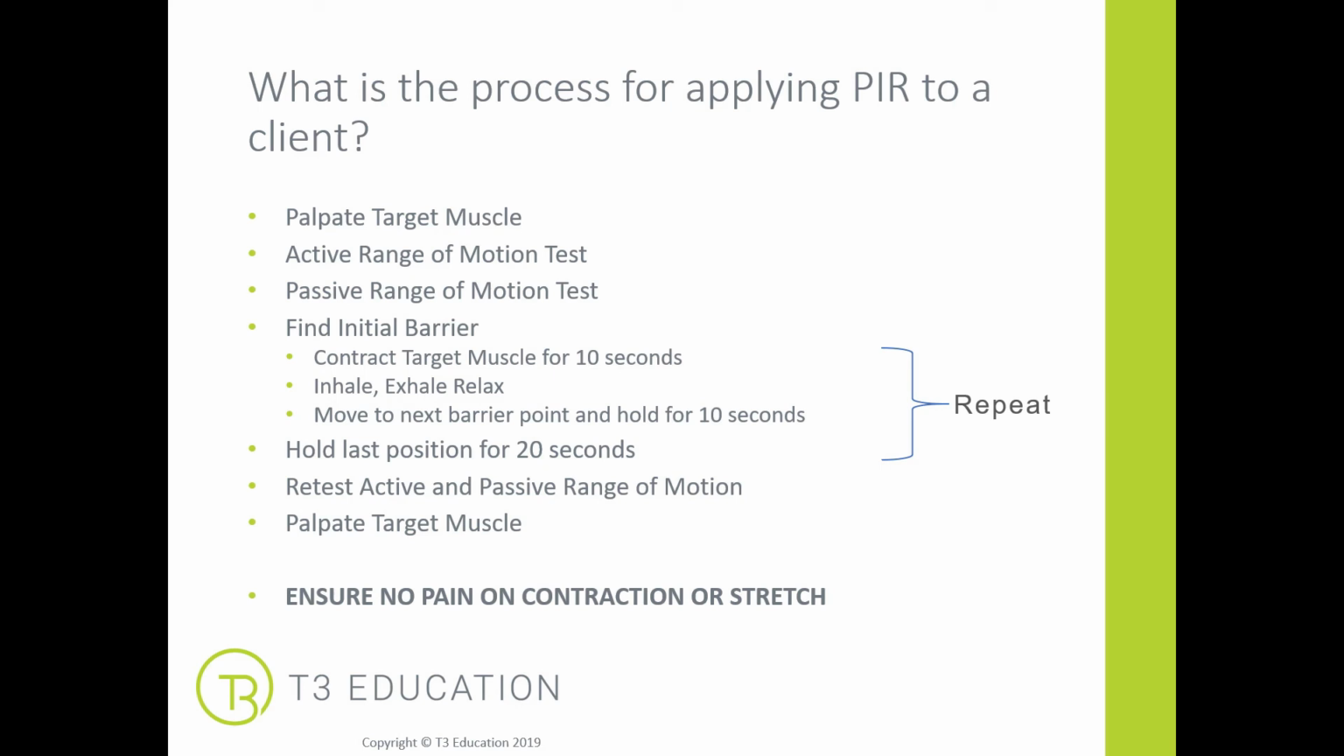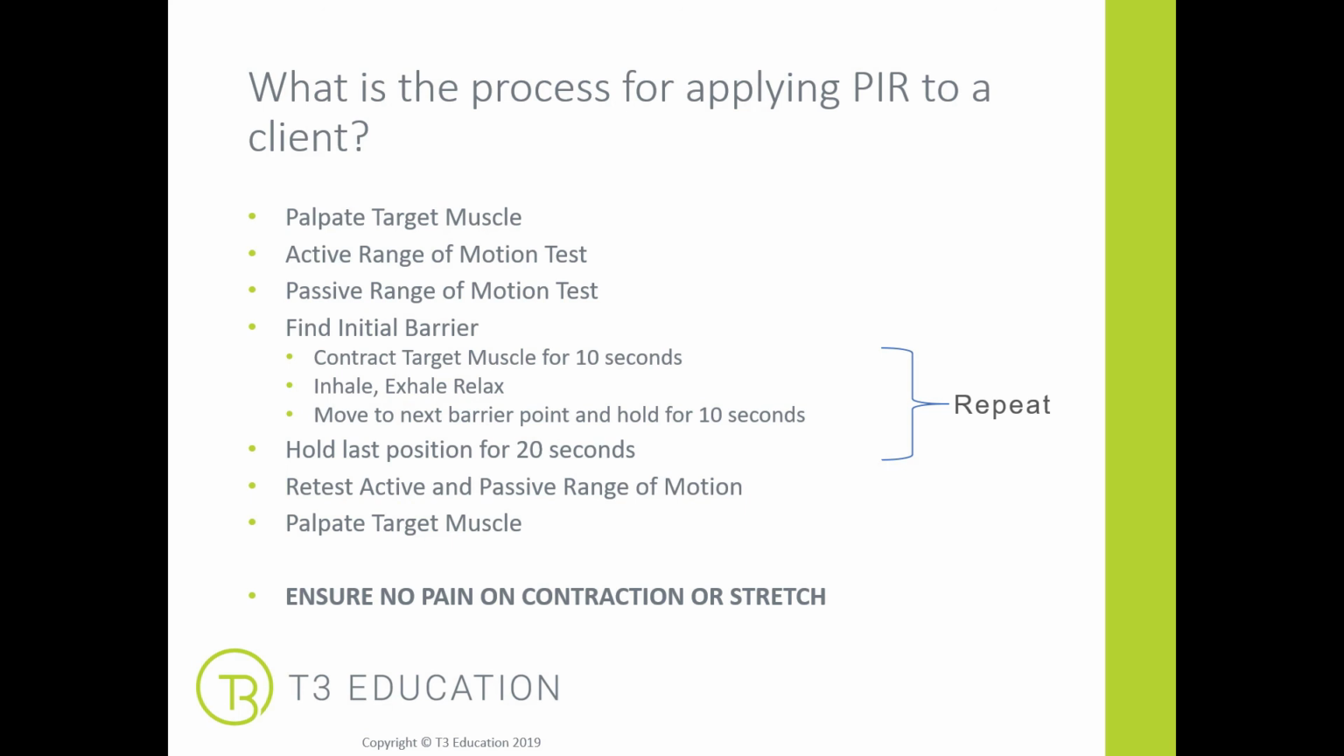We then get the client to kick down, push down, contract that target muscle, using about 10% of their force, or simply asking them to meet your resistance for 10 seconds. As they inhale, coach them to let go and relax as they exhale. That can take up to 10 seconds, so you just need to palpate and feel for when your client lets go. Don't move too soon. It's worth waiting until they've relaxed. And then slowly move to the next barrier and hold for 10 seconds. We might choose to repeat that 3, 4, 5 times depending on the client.